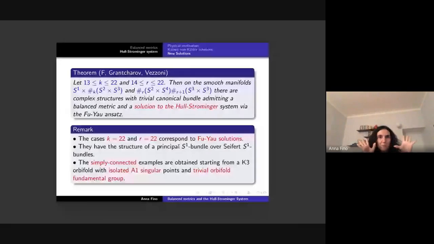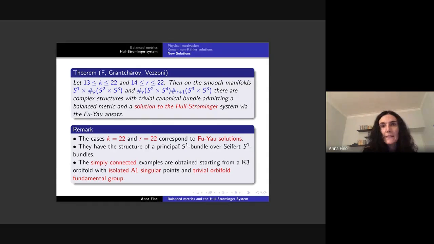22, not 24, the B2 of K3 is 22, I'm sorry, I am probably tired. And then we show that if K is between 13 and 22, and R is between 14 and 22, on the smooth manifold, the product of S1 times the connected sum of S2 times S3, the connected sum of S2 times S4, and the connected sum of R plus one copies of S3 cross S3, there are complex structures with trivial canonical bundle.